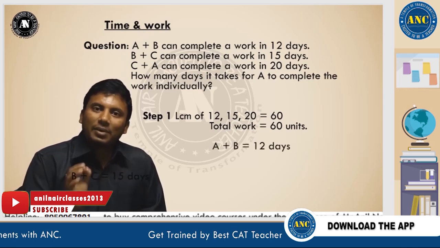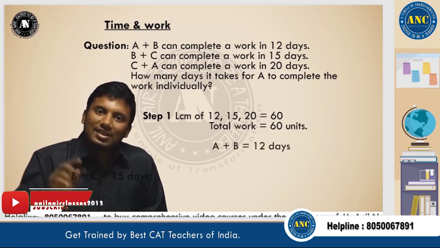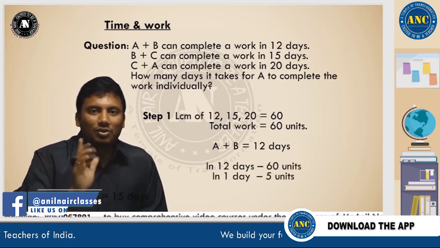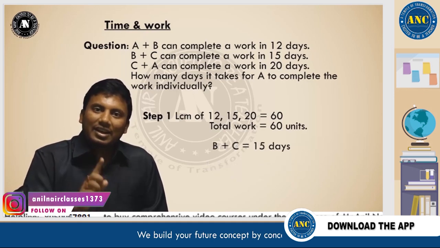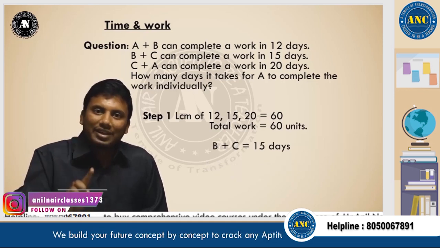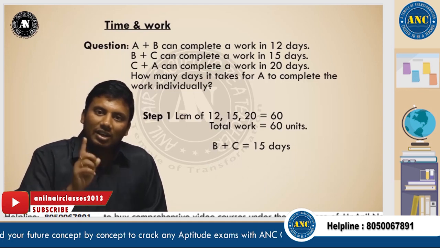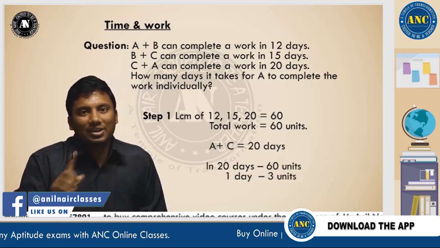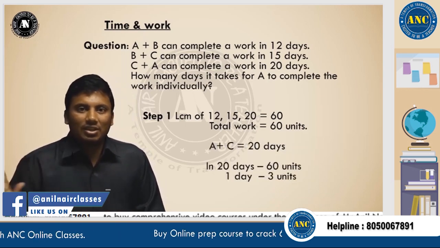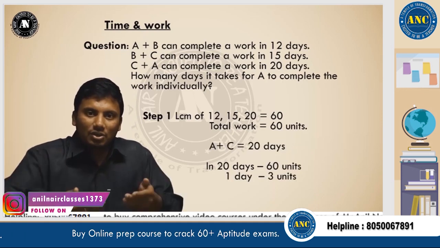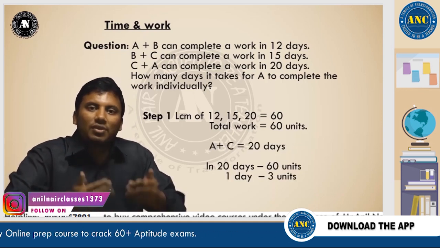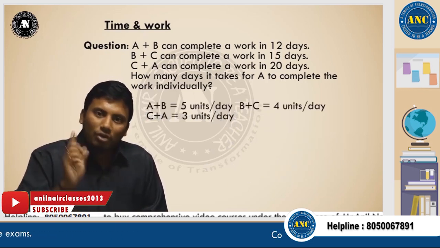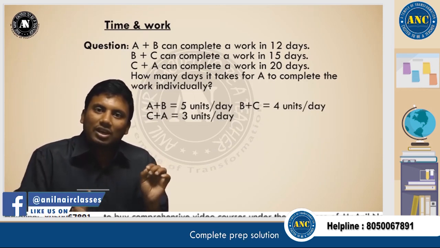A plus B can complete a work in 12 days. In 12 days, 60 units work is done. That means in one day, both of them will do 5 units work. B plus C can complete the work in 15 days. In 15 days, 60 units work is done. In one day, they will complete 4 units work. A plus C can complete the work in 20 days. 20 days, 60 units. One day, 3 units. So, the 3 equations are transformed to A plus B will do 5 units per day, B plus C will do 4 units per day, A plus C will do 3 units per day.